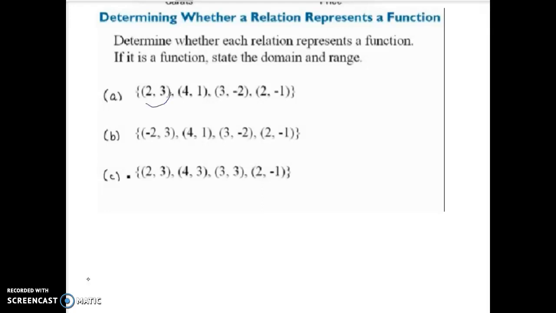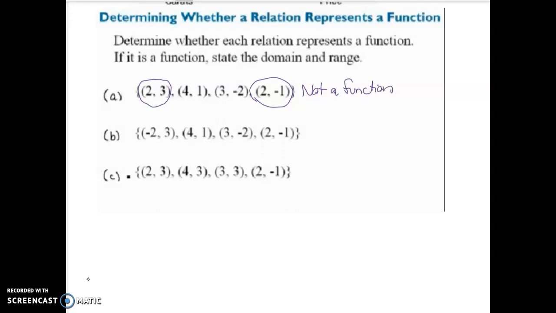And I can see here that (2, 3) and (2, -1) are both the same X with different Y values. So that means there's not a unique output for each input. So this is not a function.